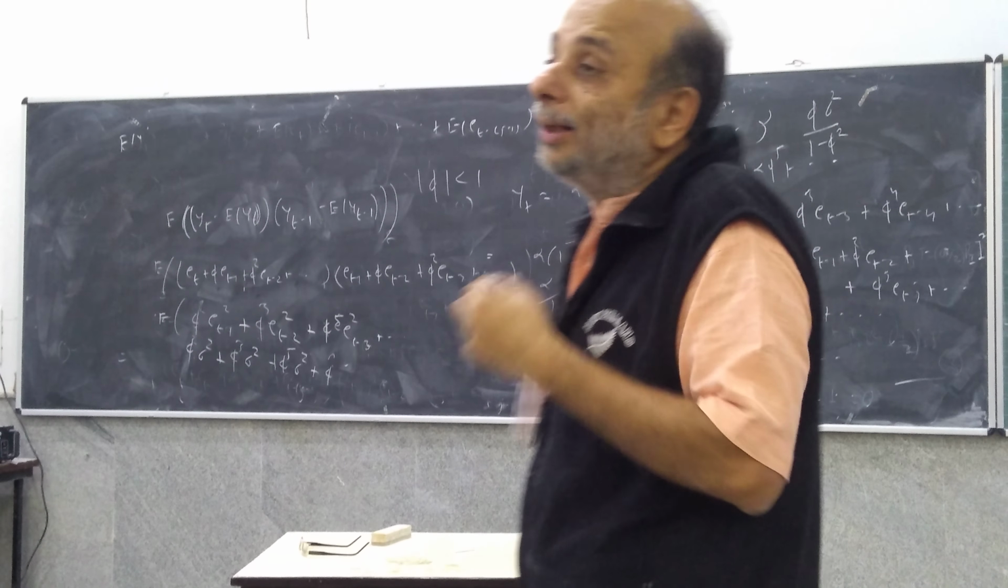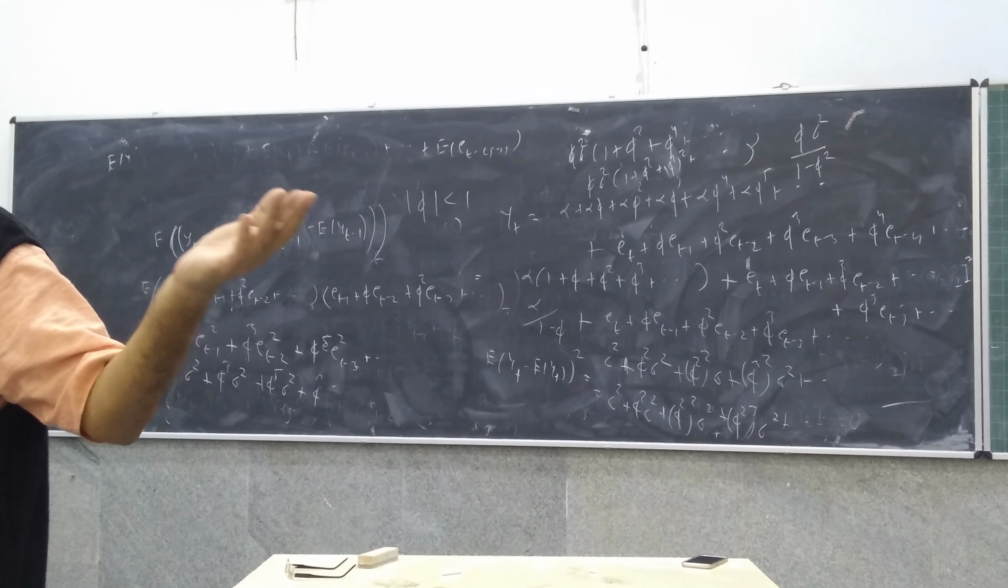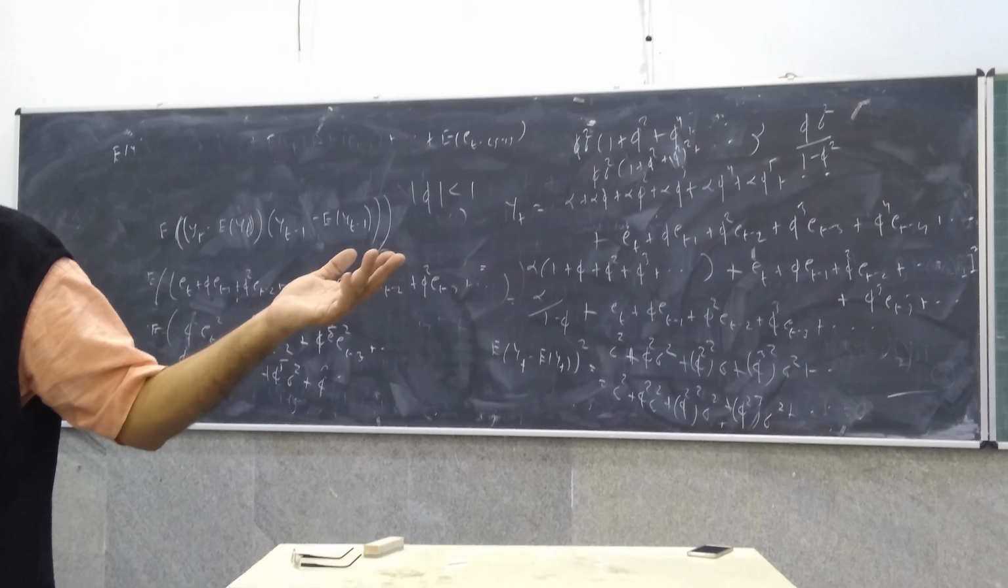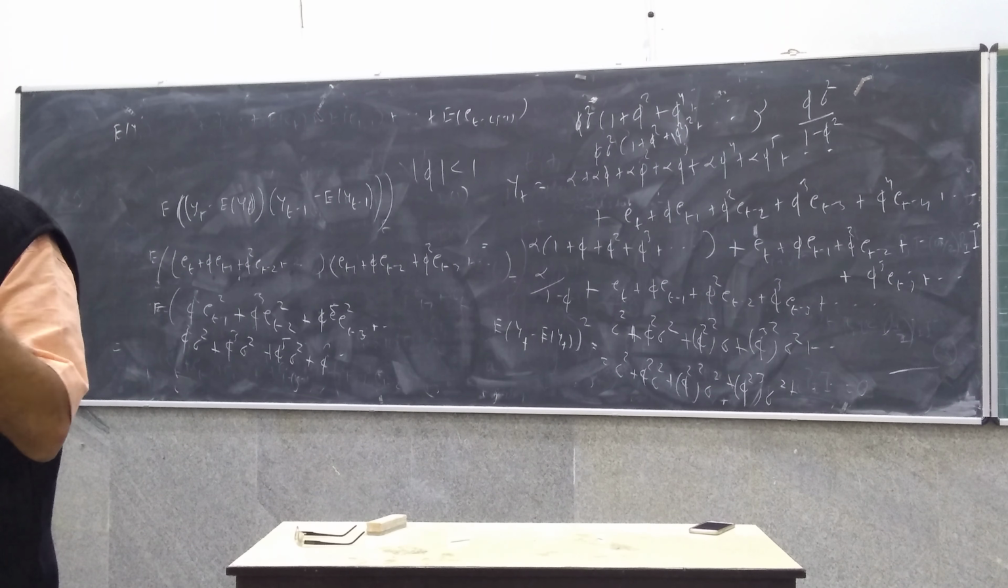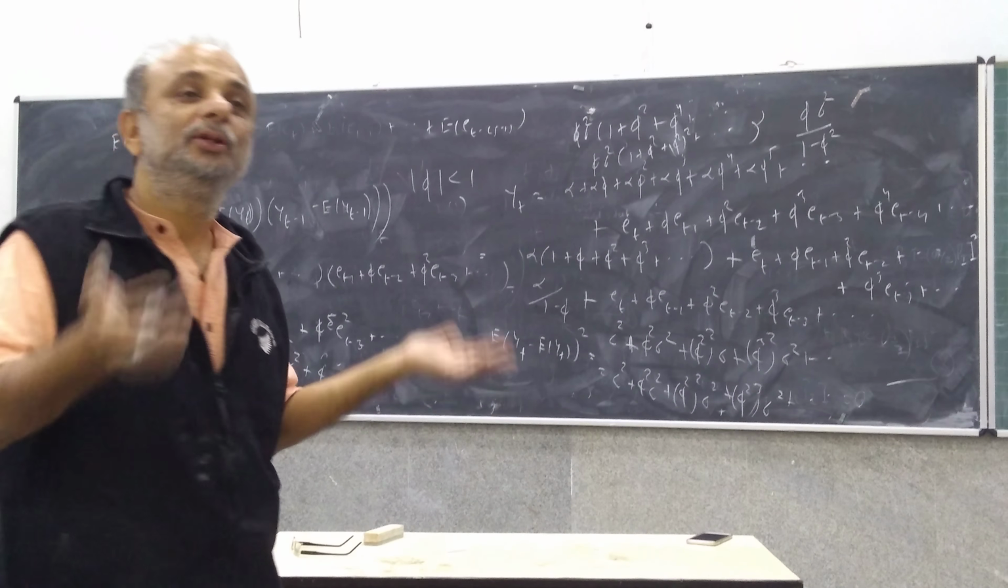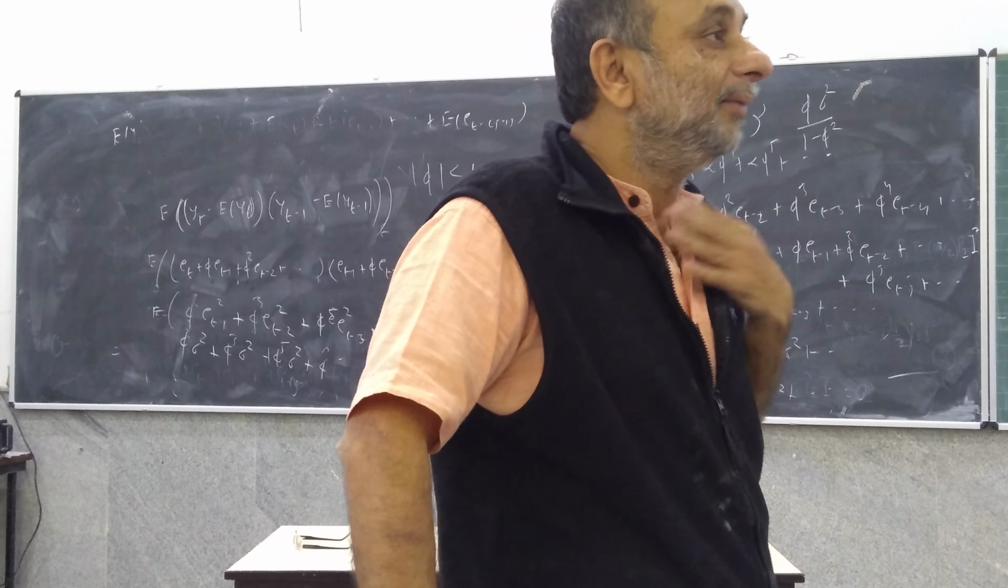But if phi is equal to 1, this is not defined at all. Yeah? If phi is equal to 1, this is not defined at all. So the covariance between yt and yt minus 1 is not there. Covariance is not there, therefore correlation is also not there.